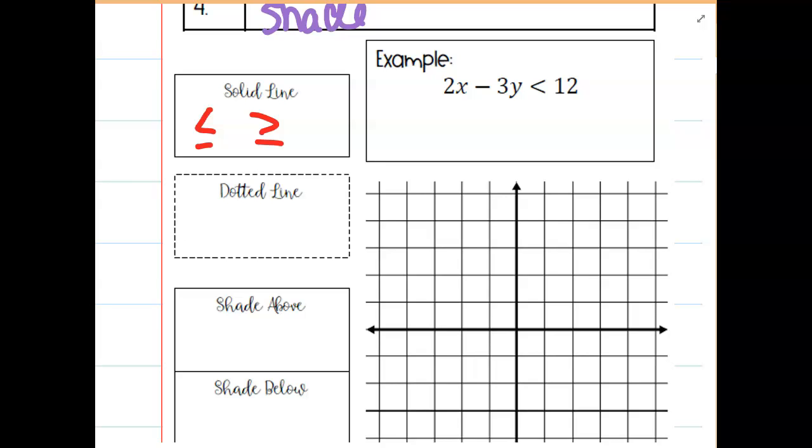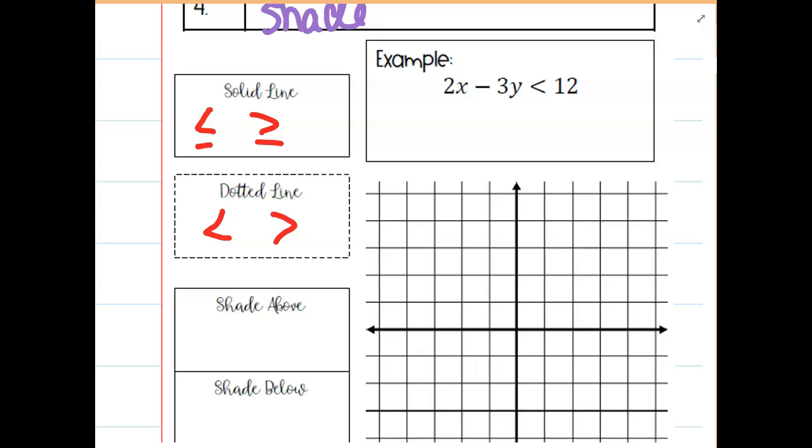Okay? Now, how we're going to show if it's a less than or a greater than: just like if it said x is greater than 2, 2 is not part of the solution set, so we'd use an open dot to show 2 doesn't work. Everything to the right of 2 does. What happens here, all the points on the line are not part of the solution set. So I can't use a solid line, because a solid line means they're a solution. So we're going to use a dotted line for those ones.